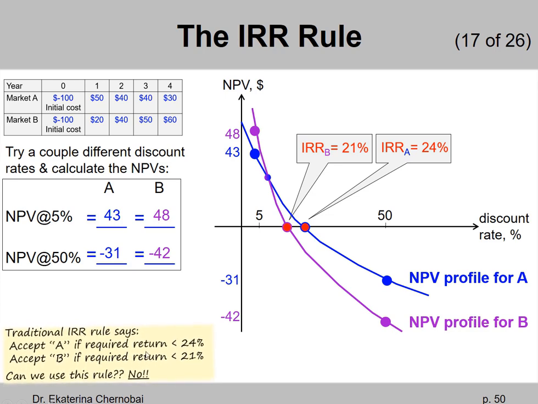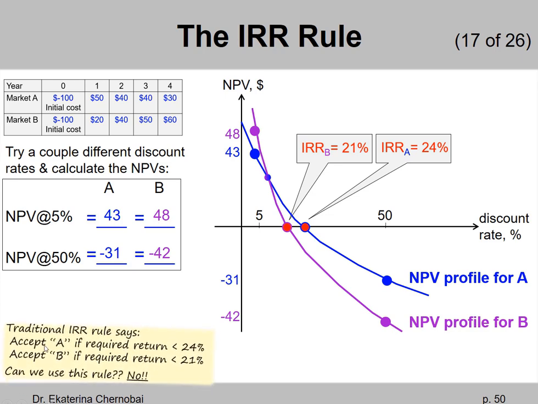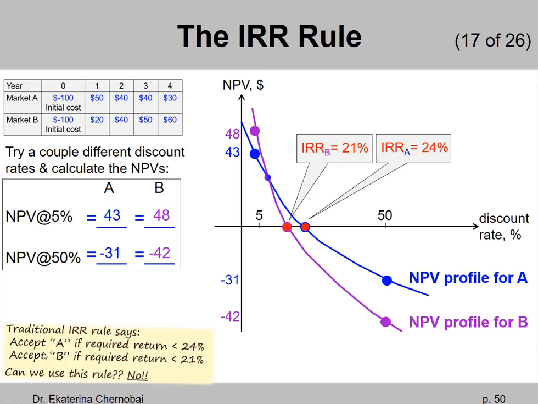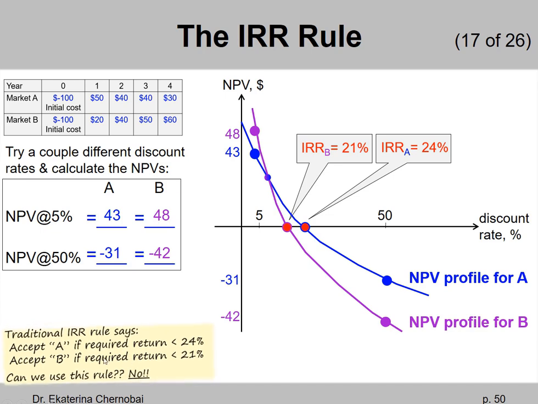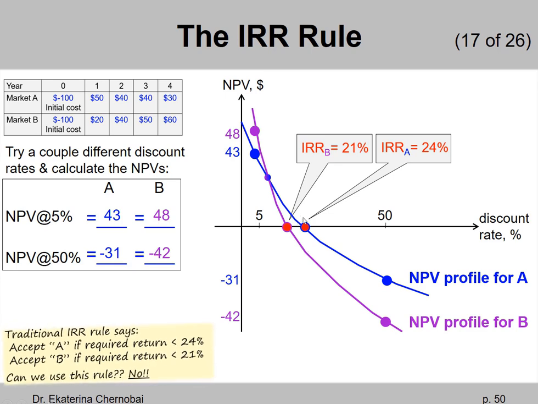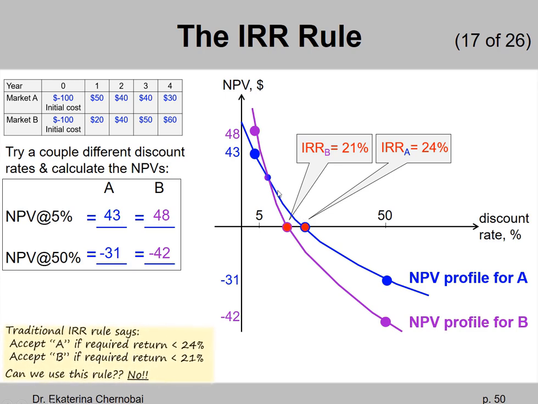But the problem is, this implies that both projects should be accepted when the required return is less than 21%, right? We have this sort of overlap for the acceptance regions. But we cannot do that because we know that A and B are mutually exclusive. So we can't use this traditional IRR rule. We need to figure out something else. And now let's look at this graph more carefully. Let's see what's going on.